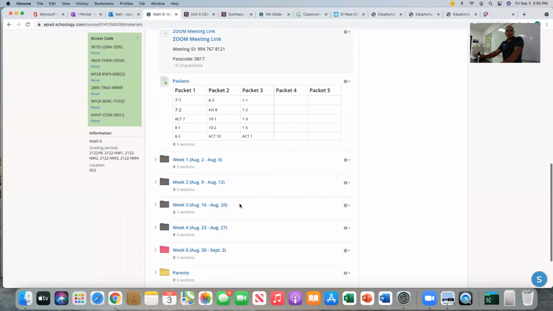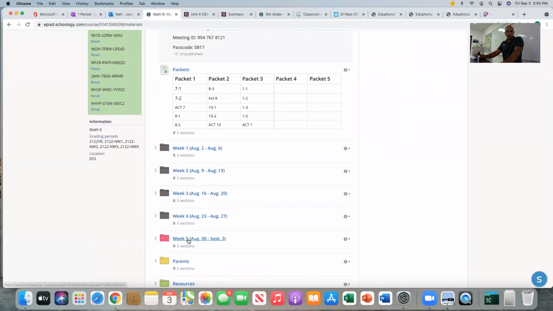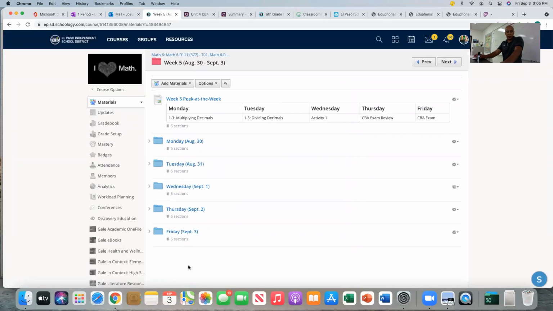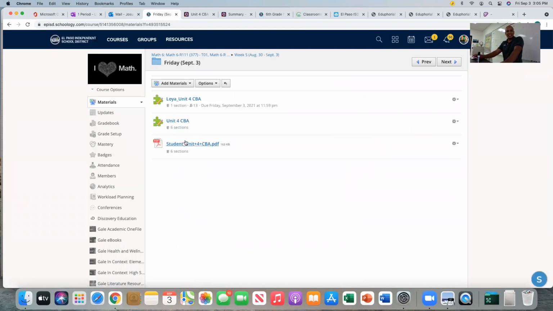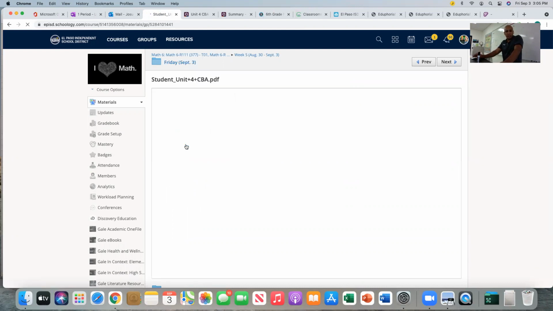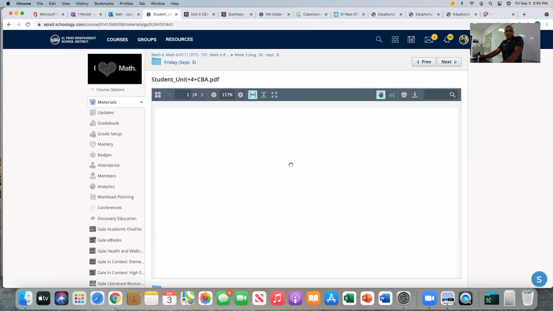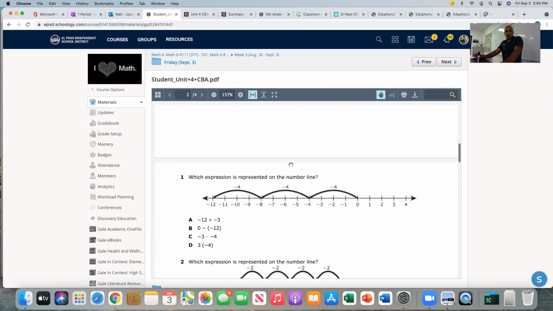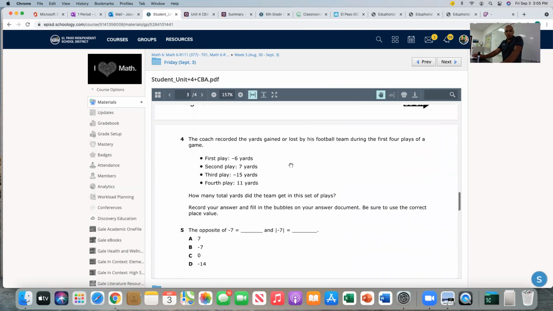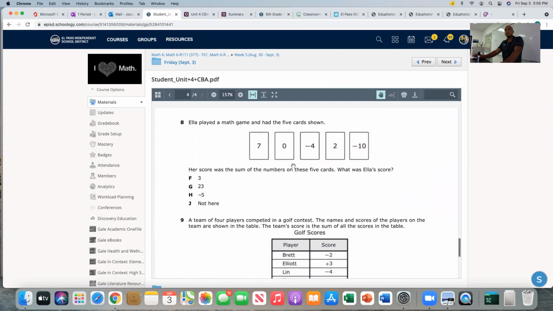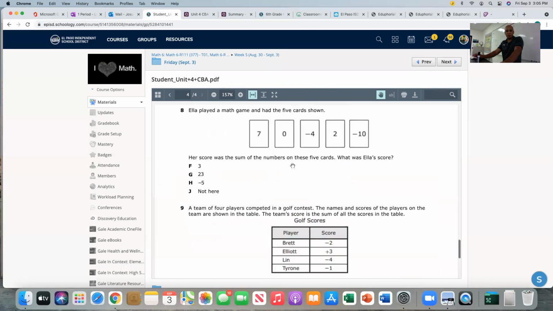Firstly, ladies and gentlemen, let's go to the test in question. Okay, this test was found in week 5. If we go to the Friday folder, you can see that I uploaded a version of the test there. In fact, here is the test, and you can actually see each of the questions. So there's number 1, all the way down to number 10.